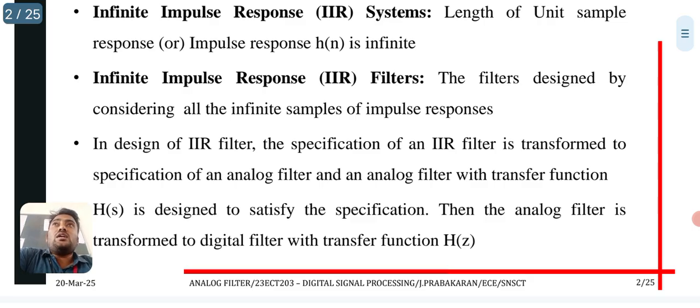We have two types of transformation from analog filter to digital filter. One is the bilinear transformation technique, and another one is the impulse invariance method. Using these two types, we can change the filter from analog to digital.